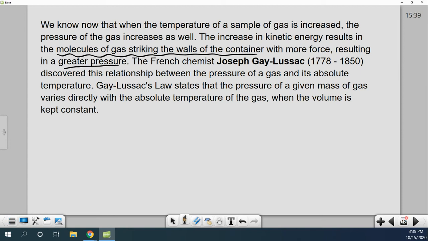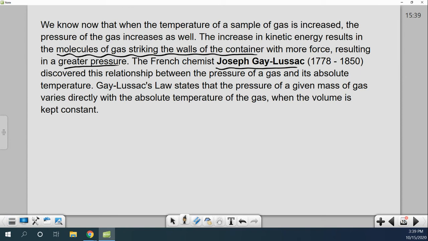Now, the guy who figured this out was a French chemist, Joseph Gay-Lussac. So he was, again, in the early to mid 1800s there. And he discovered the relationship. He's the guy that discovered this between pressure and its absolute temperature. And so he has the law named after him.